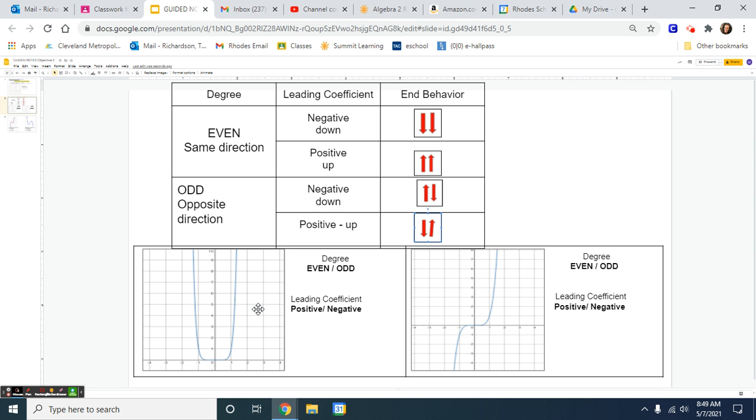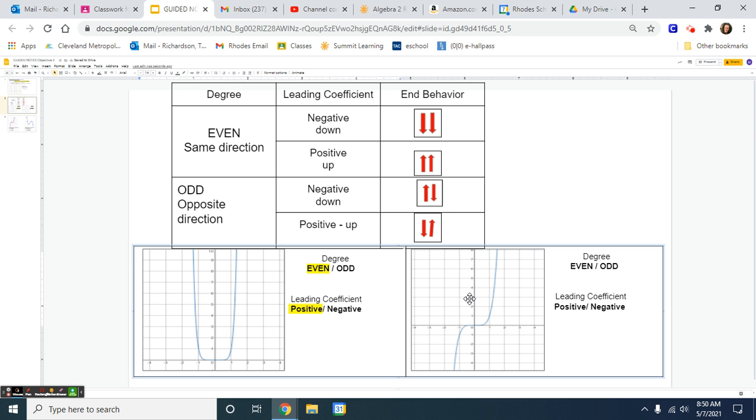Now I'm going to test you on that. So when you look at this graph, let's break them down. Is the degree even or odd? So look at the sides of your graph, how your graph is ending. Is this graph both going the same direction, or is this graph going opposite directions? Well, I can see both of these lines are going the same way, right? So same means even. So I'm going to highlight even. And then yes, they're going the same way. They're going up or down. They're both going up, right? So I know that means positive.